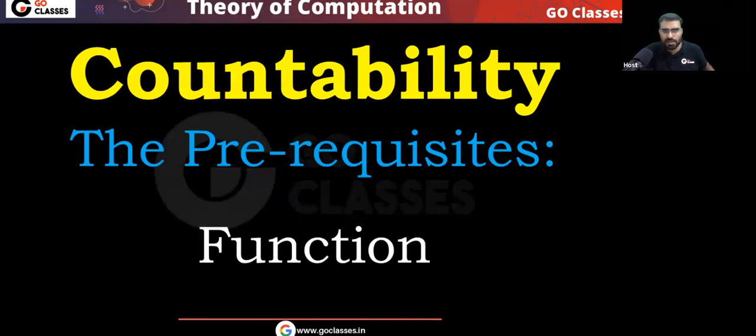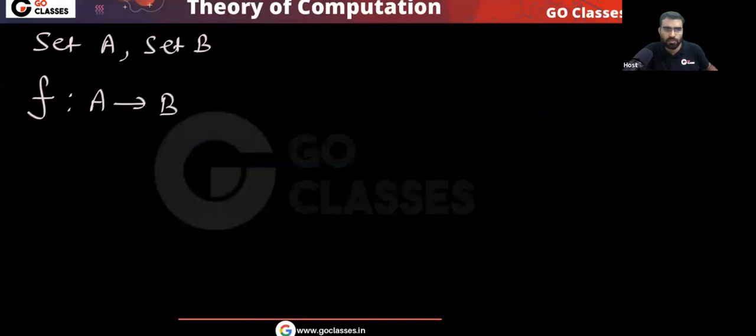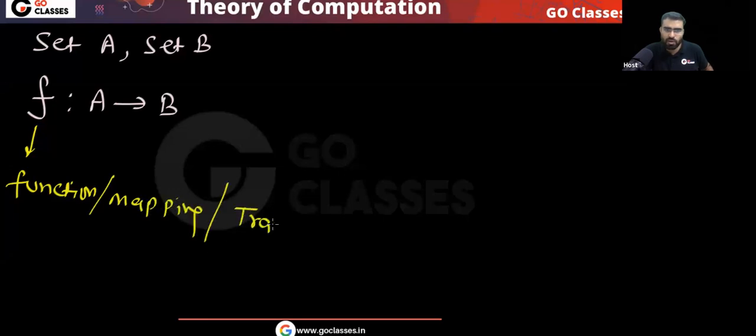What is a function? Do you know the definition of a function? If you have a set A and let's assume you have a set B, so there are two sets. Then what is a function? A function f from set A to set B. Function is basically a mapping. Another name of function is mapping, or you can call it transformation. These are the different names for function.